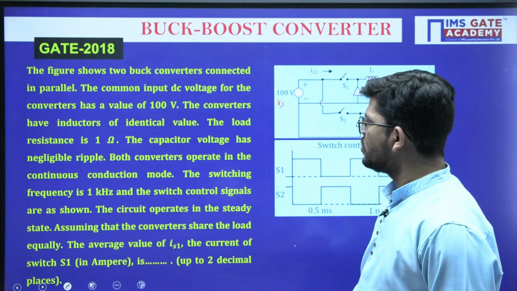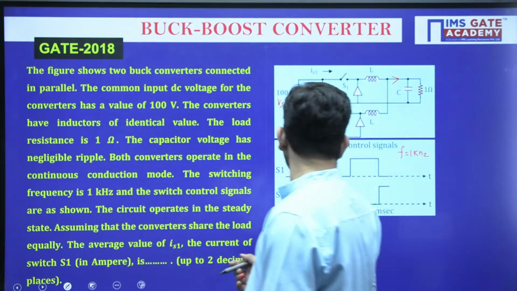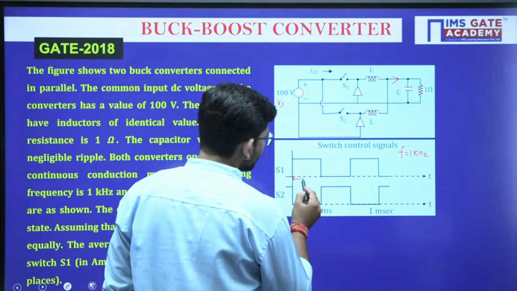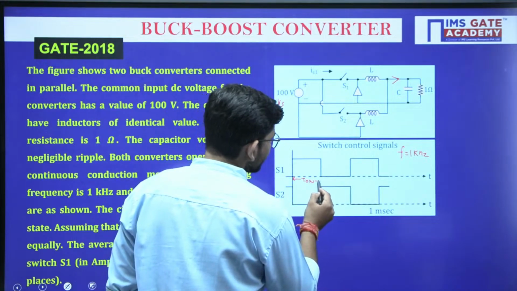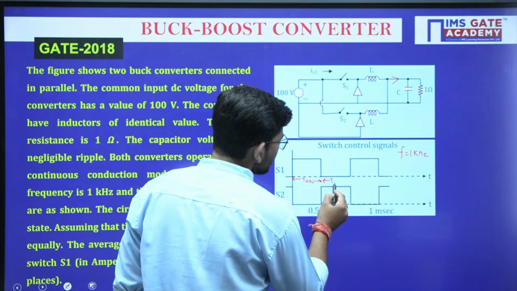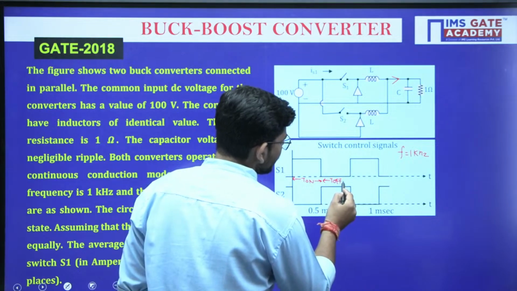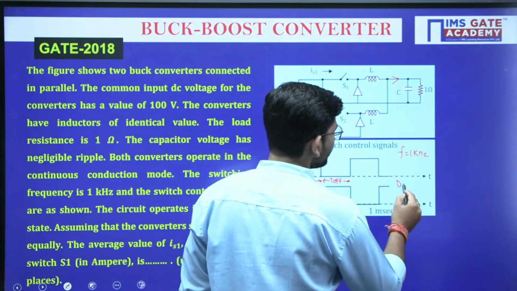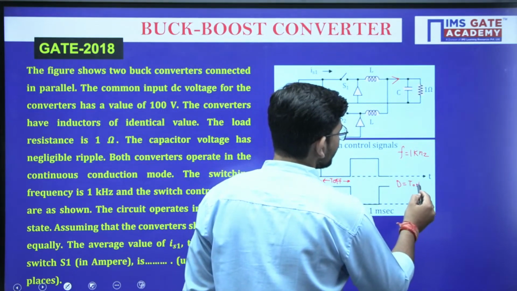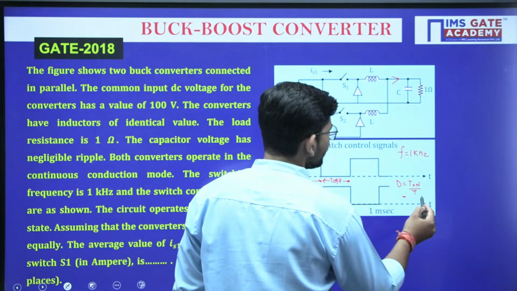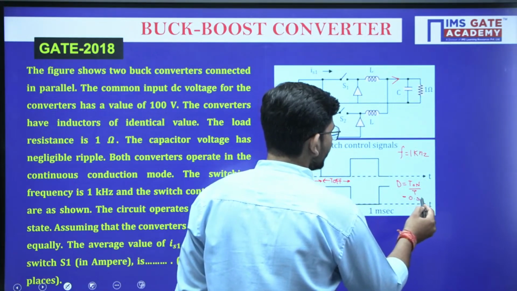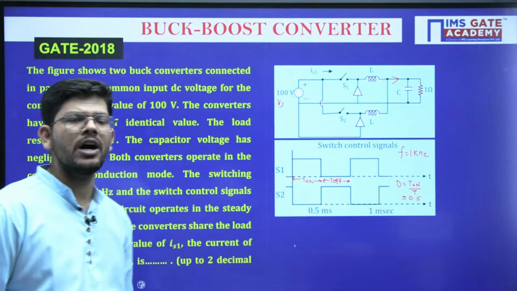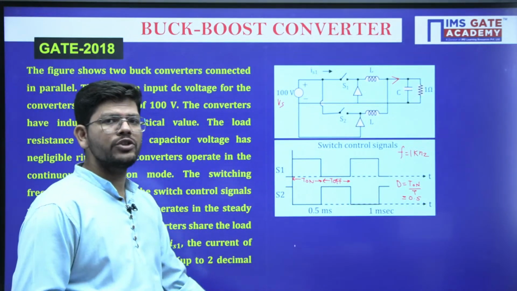The switch control signals are also given. Now we will be calling this the on time, and we will be calling this the off time. Yes or no? So what will be the duty ratio? Duty ratio will be on time divided by the total time. On time is 0.5, and total time is 1. So duty ratio will be 0.5. This is how you will calculate the duty ratio very easily.